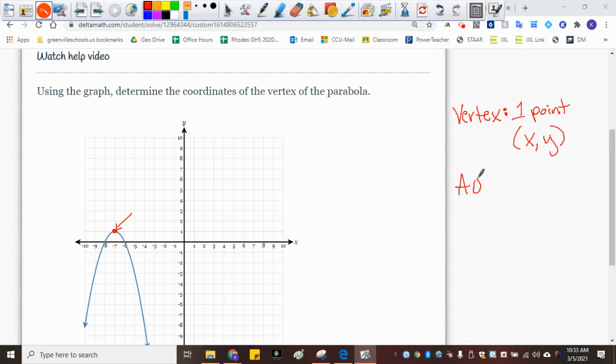Your axis of symmetry, line of symmetry, they even give you the hint, like the last question we worked, it's an equation. And on this one, that's where it's symmetrical. It always goes through your vertex. So that's where it's symmetrical, and it's going through the x-axis. So your equation is always x equals -7.